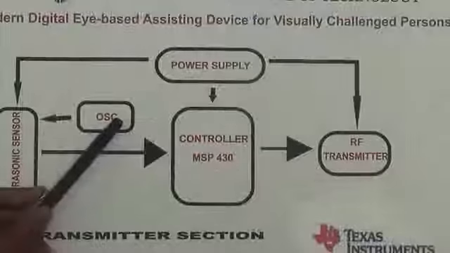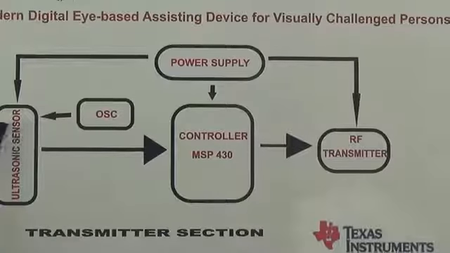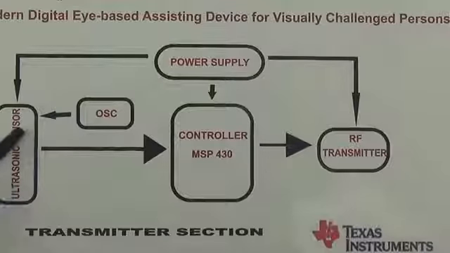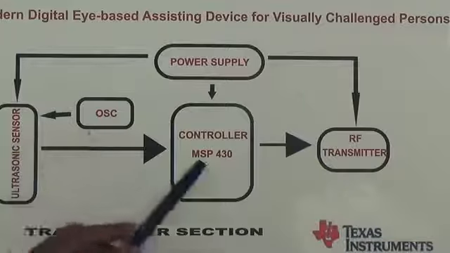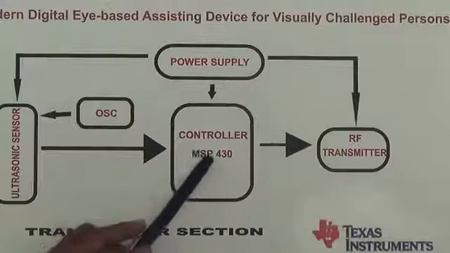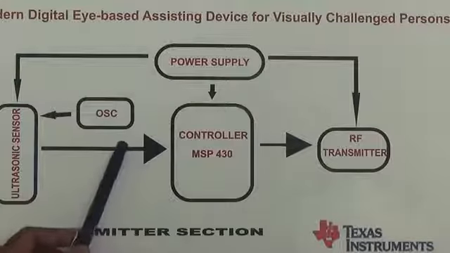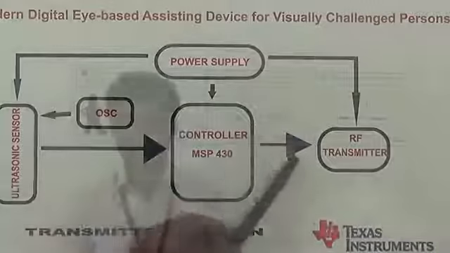The oscillator generates a 2 kHz frequency and gives the output to the ultrasonic sensor. The ultrasonic sensor detects the object and gives the output to the MSP 430. The MSP 430 gets the input signal from the ultrasonic sensor and enables the transmitter section.